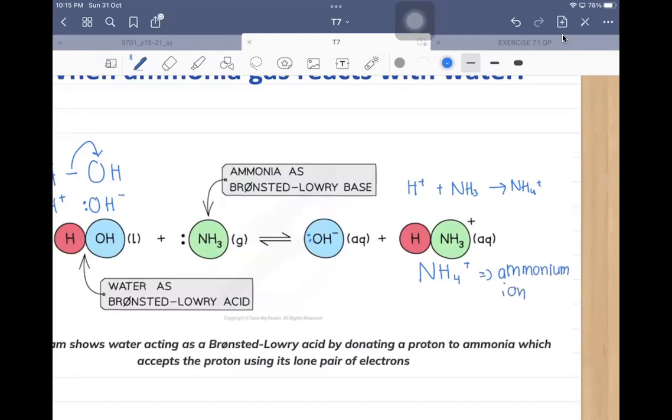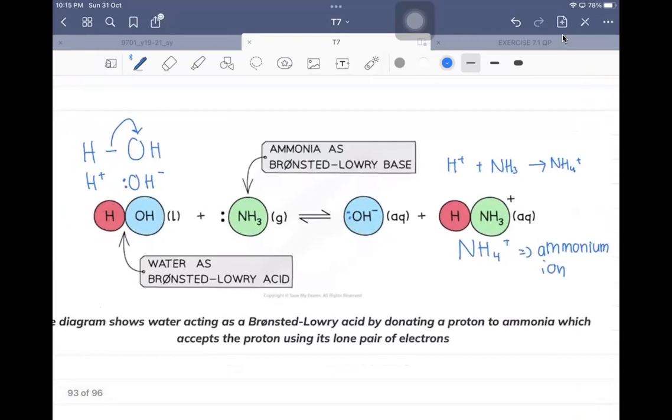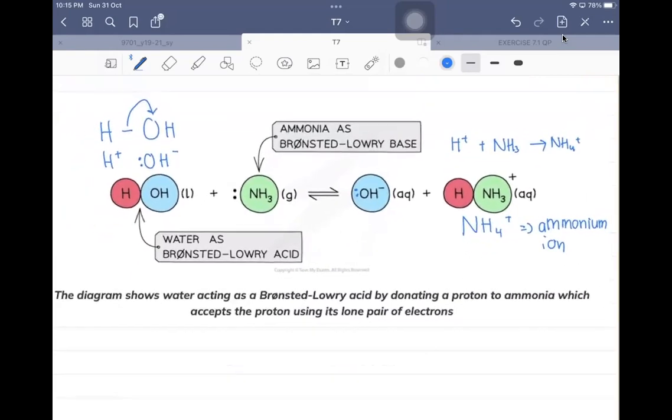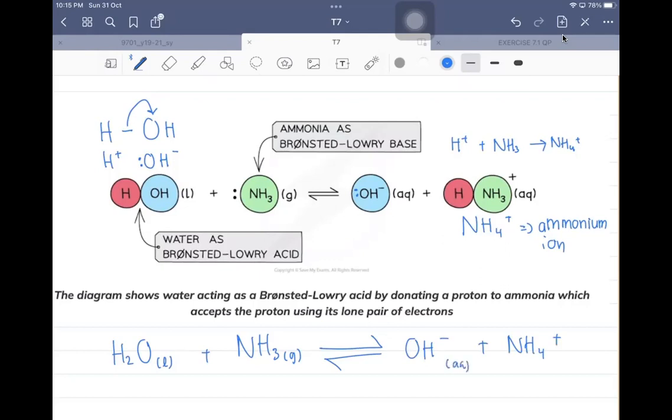ion, NH4 plus, right? If I were to write this in a normal equation, H2O liquid plus ammonia gas with the reversible arrow because it's an equilibrium, OH minus plus NH4 plus. Remember just now when I mentioned the formula of aqueous ammonia, NH4OH. Yep, this is aqueous ammonia.